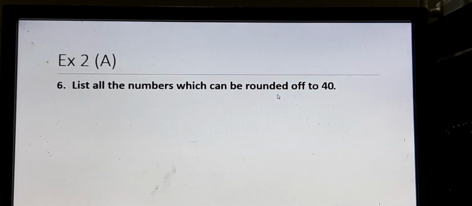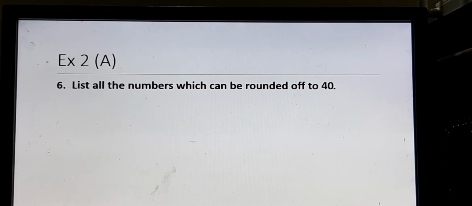Okay. So, we had one question. This is the sixth question in exercise 2A. List all the numbers which can be rounded off to 40. Very smart. Till now, we were given some numbers, and we had to round off and get the answer. Now we are getting the answer after rounding off, and we have to form the question. That is, we have to go back in this question, isn't it?